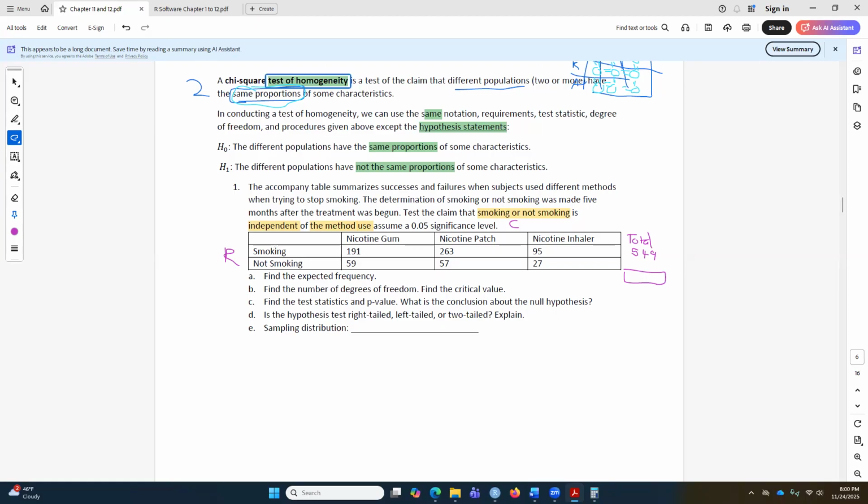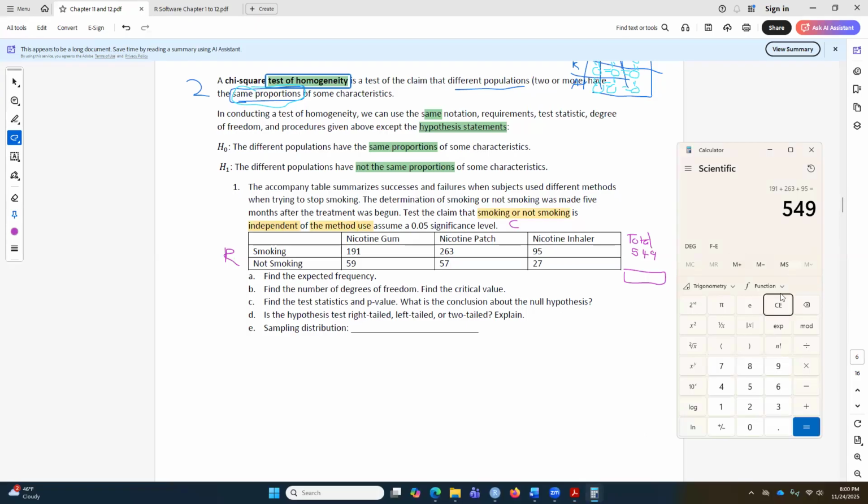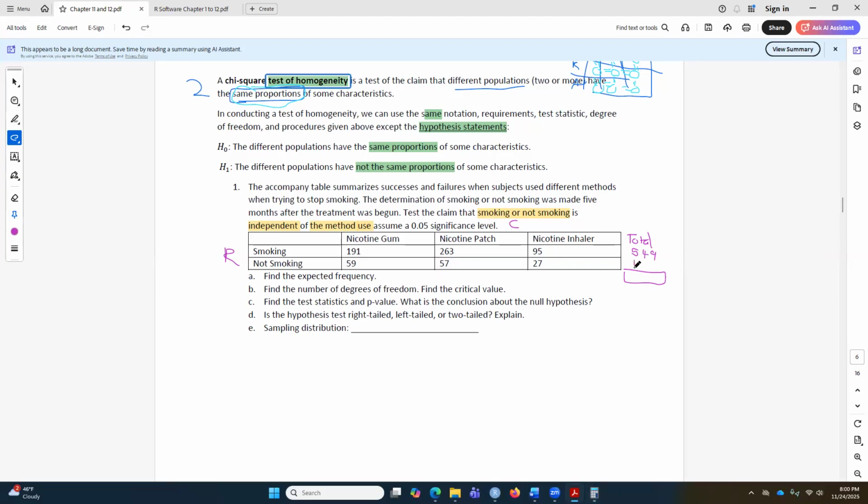Okay, and then for not smoking, you will do 59, 57, and 27. So 143. So these are the people, we call it quit smoking or not smoking, after they use the nicotine methods, either gum, patch, or inhaler. So 143 people quit smoking, or in this case, are not smoking after they do that. And then 549 still smoke in this case after they use that. Okay, so these are called the row totals.